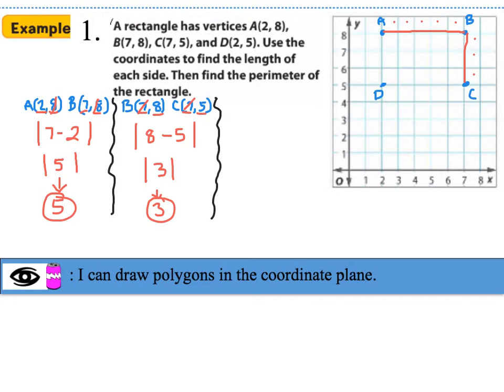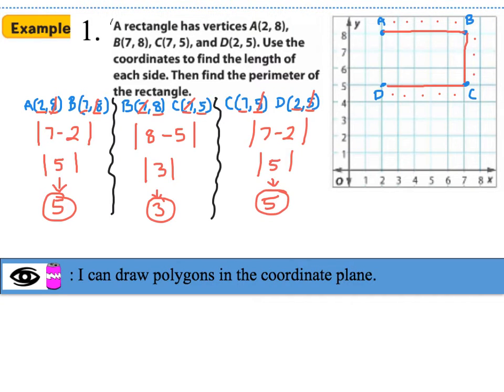Let's try another one. Let's find the distance from point C to point D. So we can sit there and count the boxes in between point C and D, and notice there are 5 boxes, but let's use coordinates to figure that out as well. So notice in this problem, the y coordinates are the same. They both have 5, so let's cross that out and ignore that. And let's find the absolute value difference from the x coordinates. So 7 minus 2. 7 minus 2 is 5, and let's take the absolute value of 5, which is just 5.